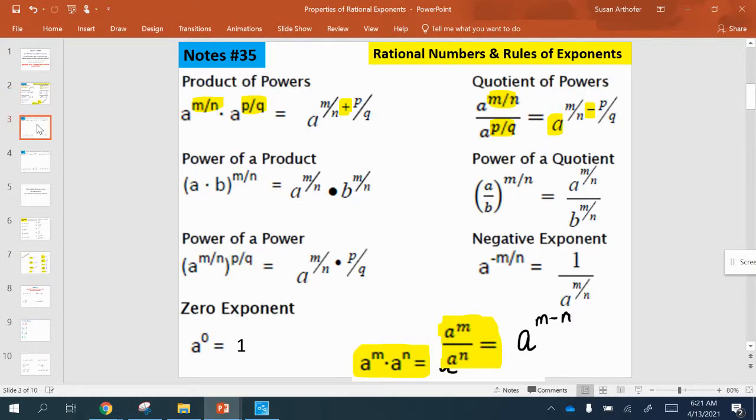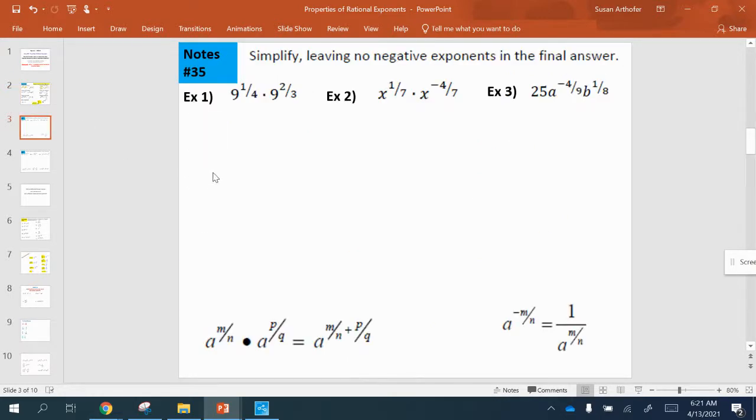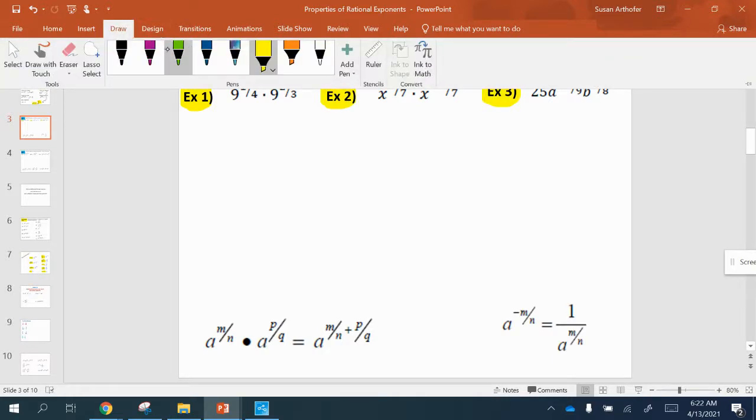Okay, so let's do some practice. This is where your notes are going to start for notes 35. If you can take a minute to write down these 3 examples at the top. So write down these 3 examples. I'll wait for just a second. Hit pause on the video.